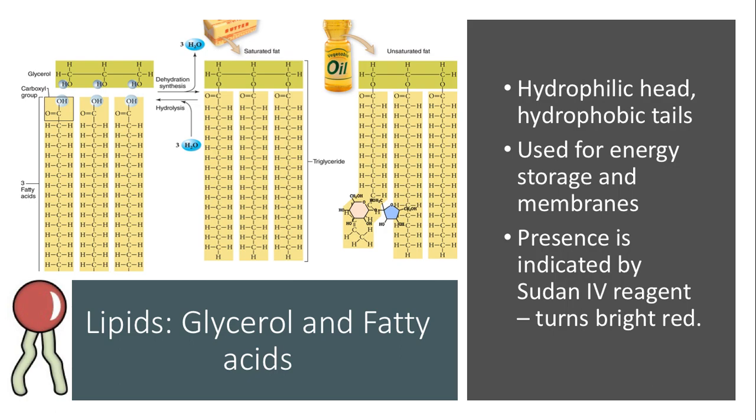And Sudan 4 is the reagent that we'll be using, which is indicated by a bright red if that food substance has lipids. Now keep in mind that our very first reagent was for carbohydrates, for sugars, and it turns orangish red. So keep in mind that when looking at your data, you'll want to identify that those are just a little bit different from each other.